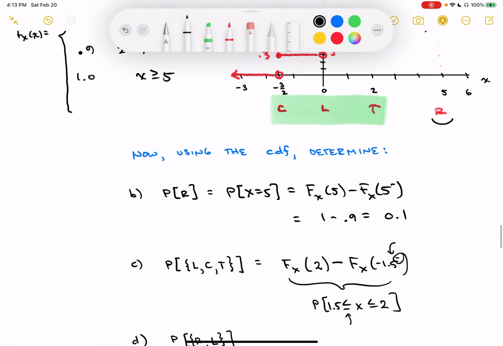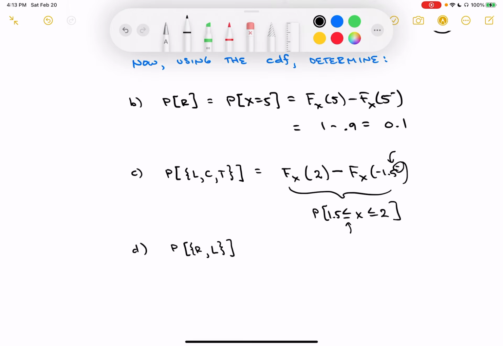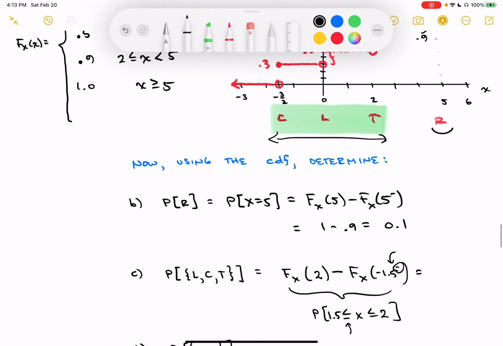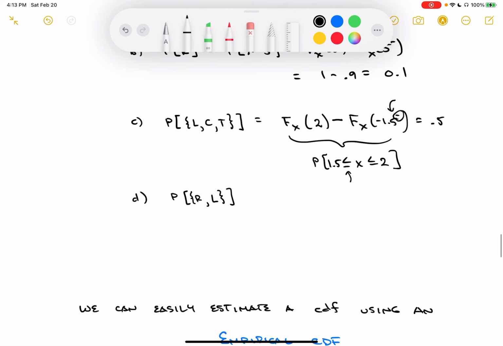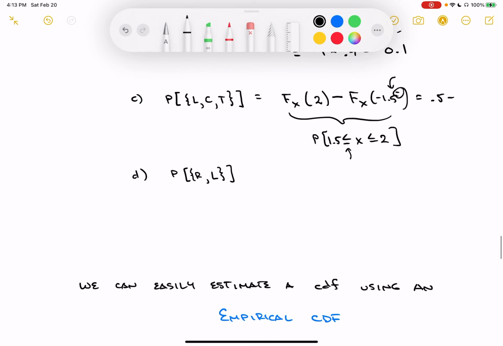And it turned out our LCT here did give us an interval, right? We wanted to be on that interval minus 3.5 to 2, inclusive on both sides. So if I start computing this, what do I get? Fx of 2 is 0.5, so I'm going to have 0.5 in there. And if I look just a smidgen to the left of minus 3.5, I see that I get 0. So I'm going to get 0.5 minus 0, and that gives me 0.5. So I should have a 50% chance of being either an inductor, capacitor, or transistor.